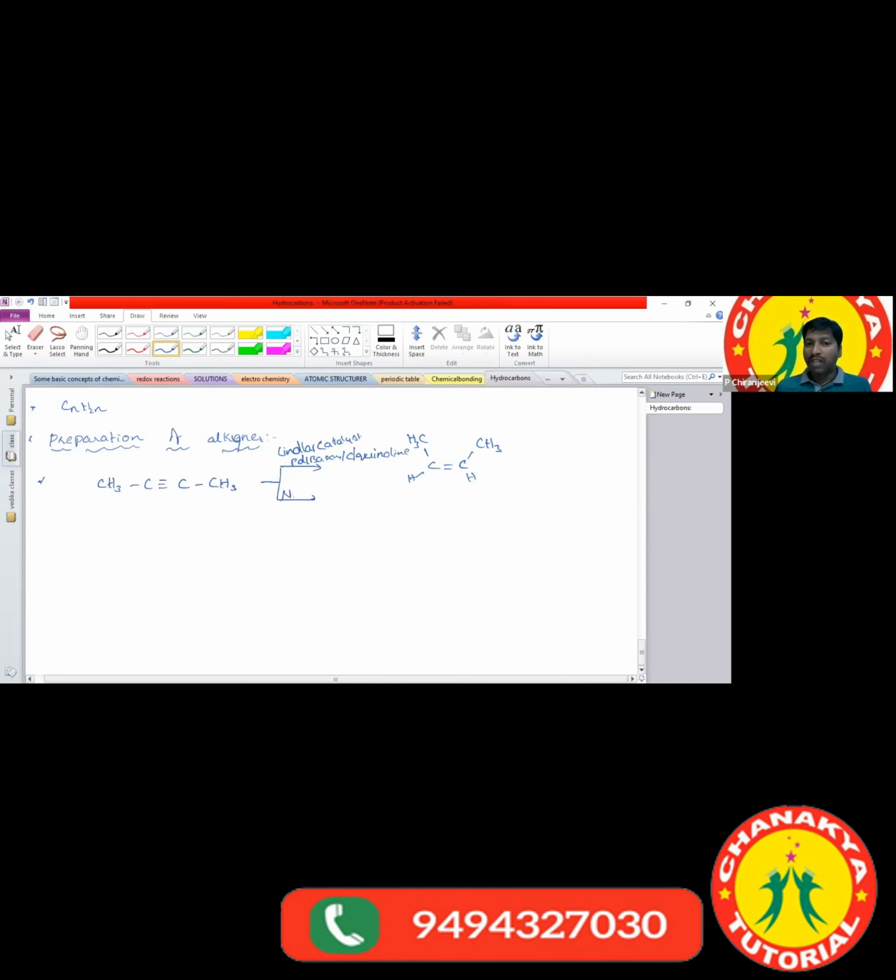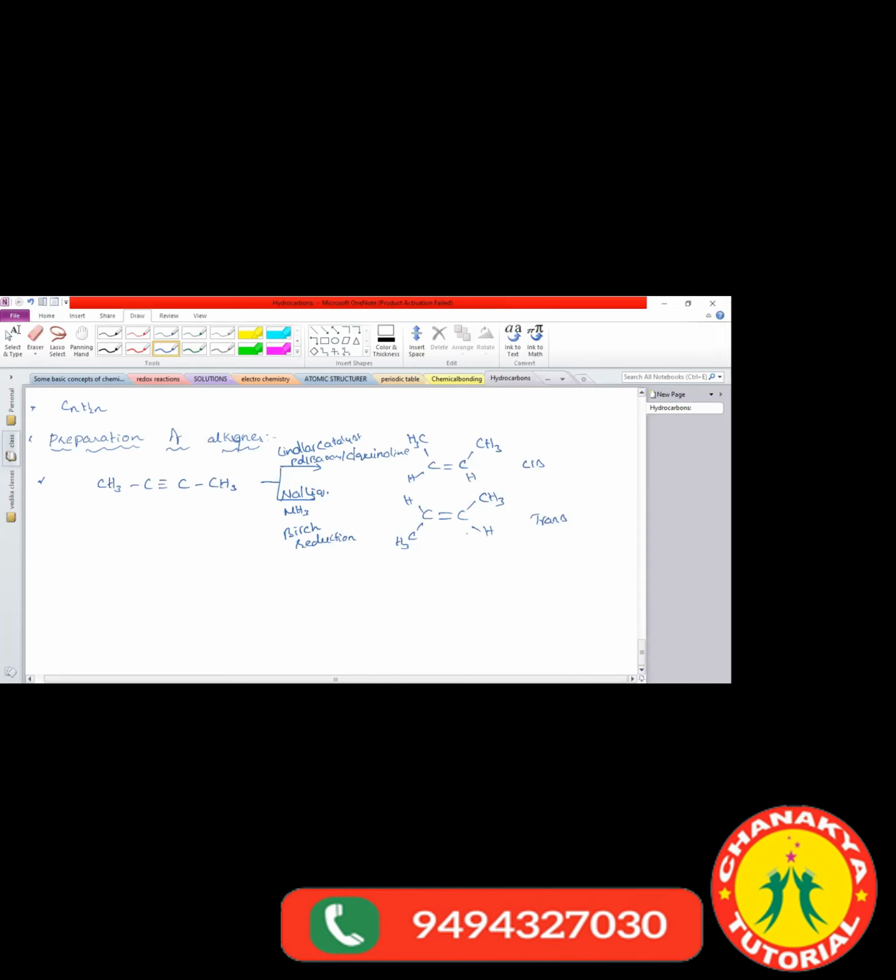Now another reducing reagent is sodium in the presence of liquid ammonia. This is also called the Birch reduction reaction. When 2-butyne reacts with sodium in liquid ammonia, it forms trans-2-butene: CH3, H, H, CH3 on opposite sides. Whenever you reduce with palladium on barium sulfate, it forms the cis product, and with sodium in liquid ammonia, it forms the trans product. Now, did you get the clarity? Yes, sir. Okay.